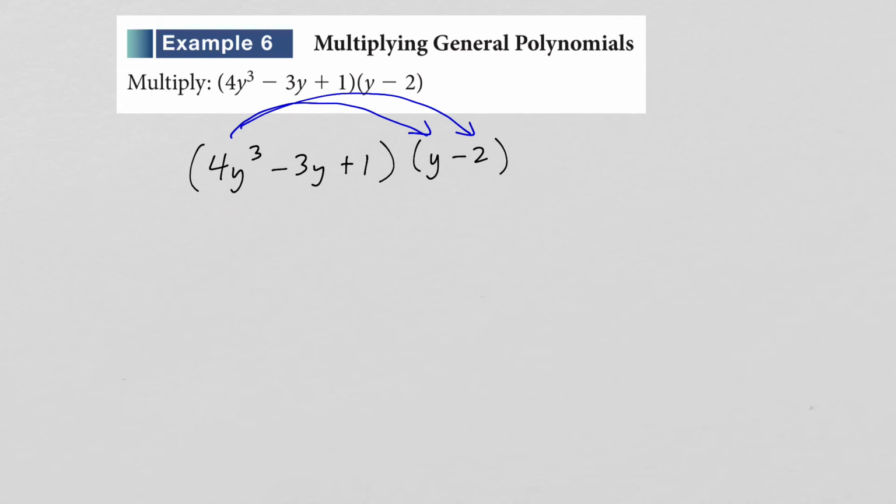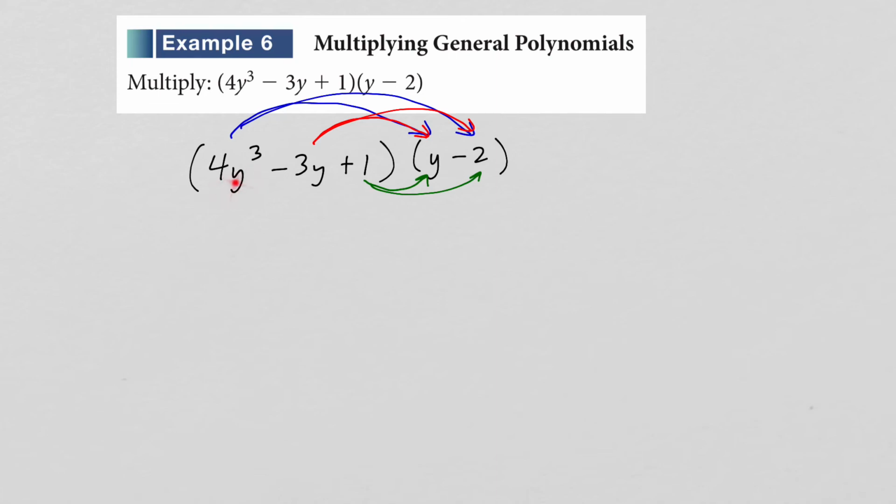And then we do the same thing with the second term of the first polynomial. We're going to multiply that to each of the terms here. And finally, we take the last term of the first polynomial and we multiply it by each of the terms there. So you can see that I've drawn 6 arrows.